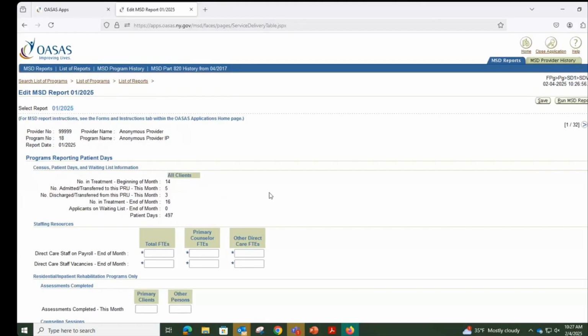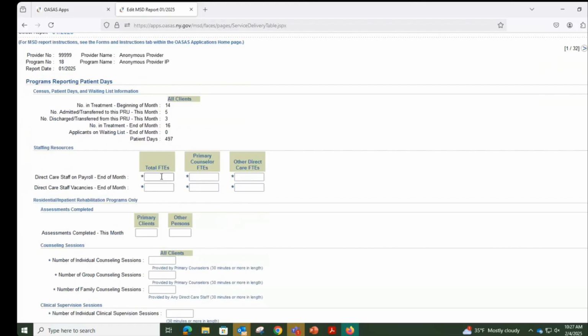And we go to FTEs, and again, required information because we see that asterisk. So I'm going to say that we have 3 FTEs, and they are 2 primary counselors, 1 other, and we have, again, no vacancies for the month.